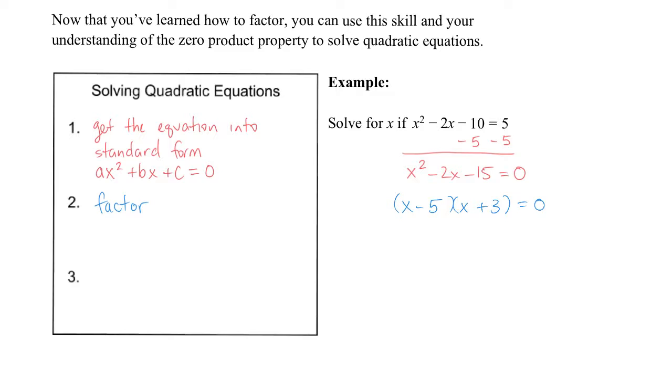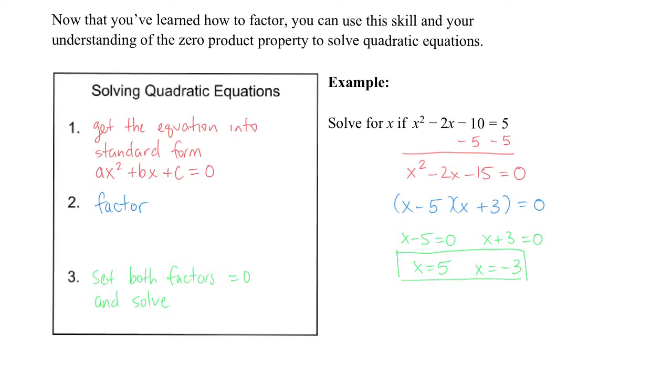And so the third step is going to be to set both factors equal to 0 and solve. So this is the actual zero product property part. I've got two things being multiplied together that equals 0. So that must mean one or both of them equals 0. So add 5 to both sides, x equals 5. Subtract 3 from both sides, x equals negative 3.